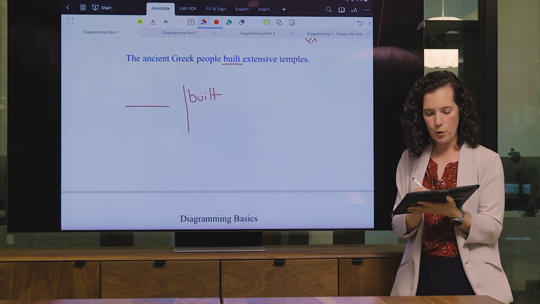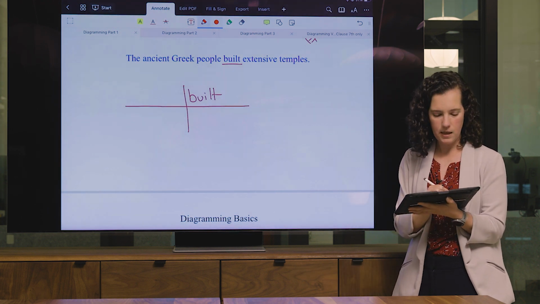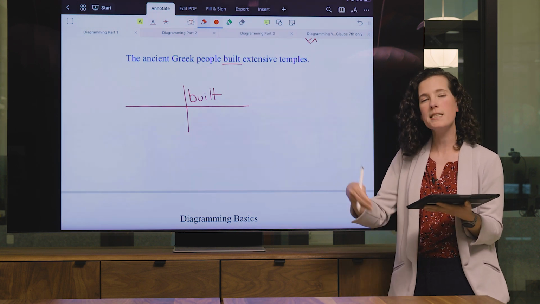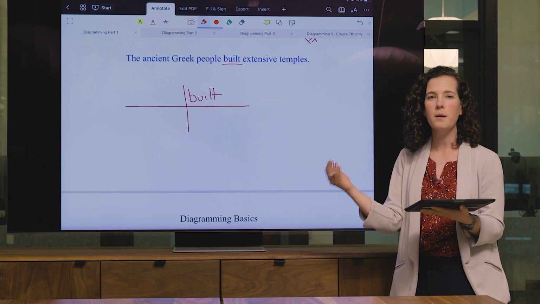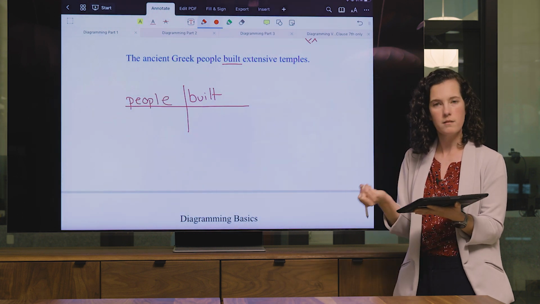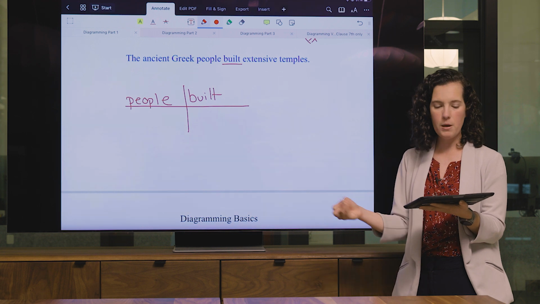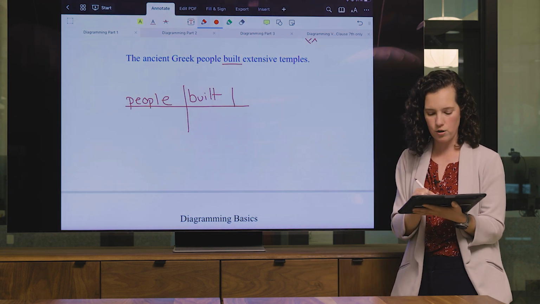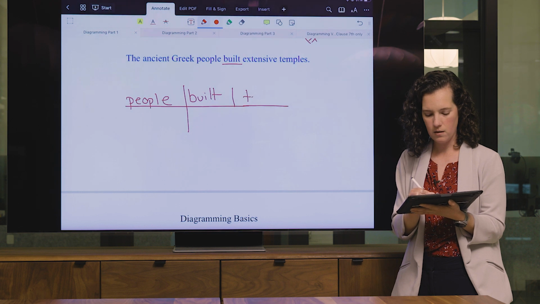And then we look for who built. In this case, it would be people. Notice it doesn't say the ancient Greeks built it. It says ancient Greek people. So people is our subject. And then the people built temples. That answers what they built. So that is our direct object.